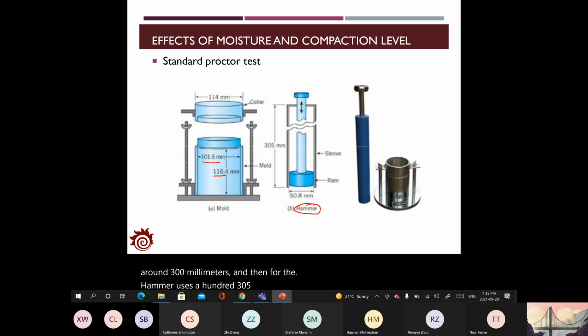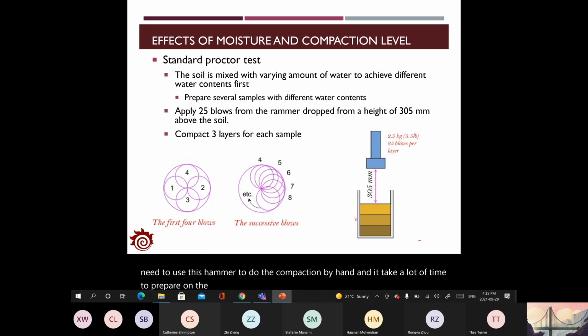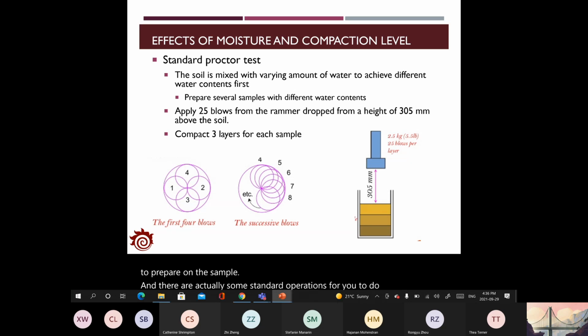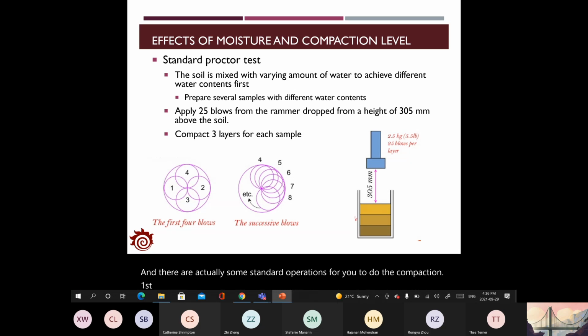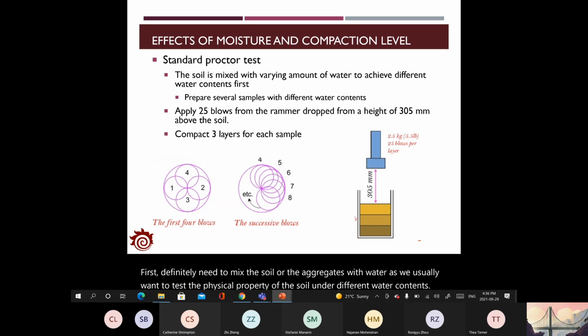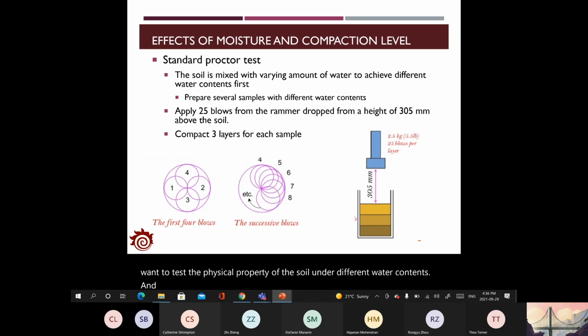The hammer length is 305 millimeters, and you need to use this hammer to do the compaction by hand, and it takes a lot of time to prepare the sample. And there are some standard operations for the compaction. At first, you need to mix the soil or the aggregates with the water, because we usually want to test the physical properties of the soil at different water contents. Ideally, you will be recommended to prepare several samples at the same time with different water contents and do the experiment.